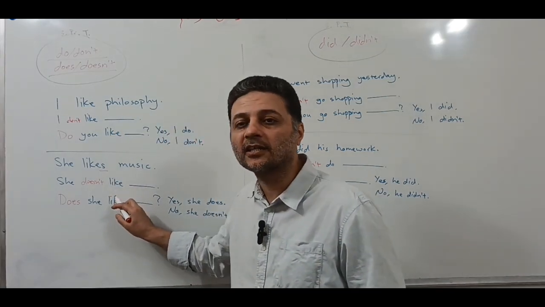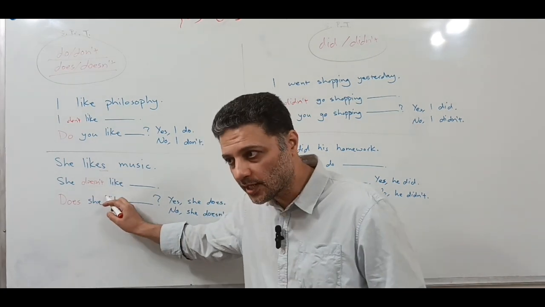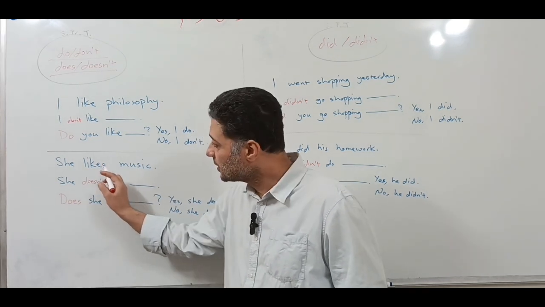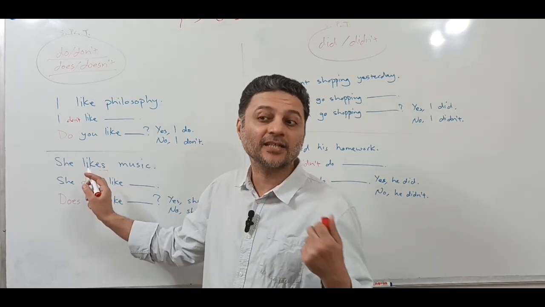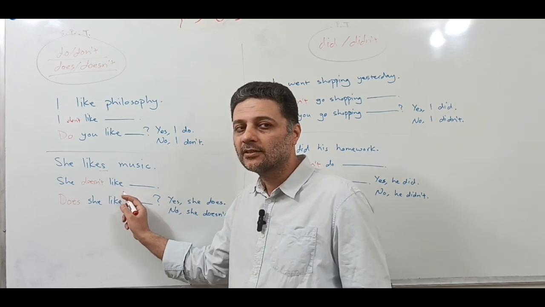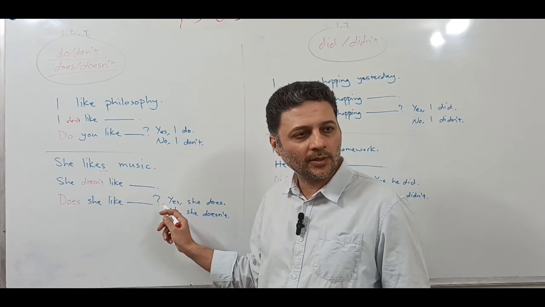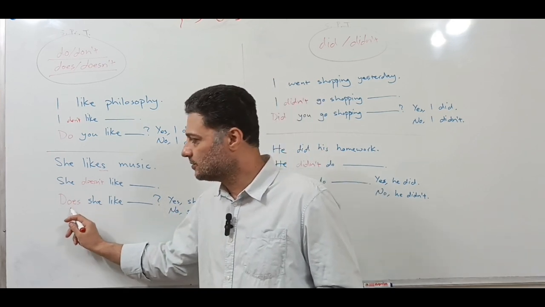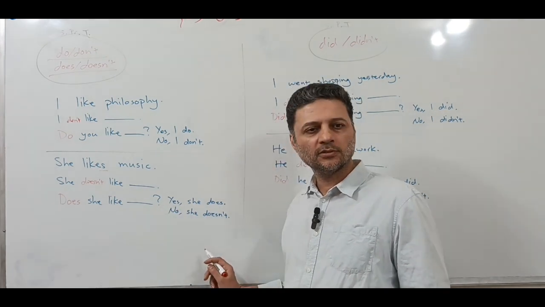she doesn't like, not likes. This S is dropped out because of does. When you use does, you don't use S at the end of the verb. But here, in the positive structures, we use she likes, he likes, it likes, like that, okay? But she doesn't like. For example, she goes home, she doesn't go home. She doesn't go, not goes, home. And then the question form would be, does she like music? Yes, she does. No, she doesn't.